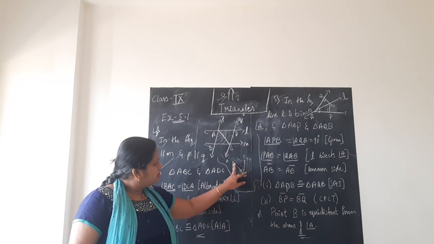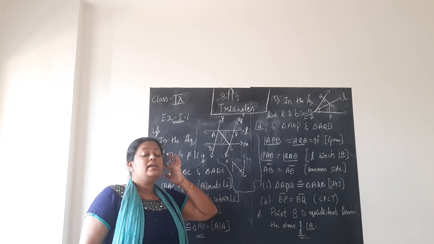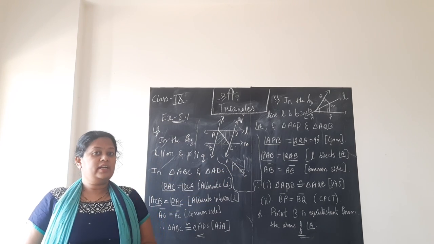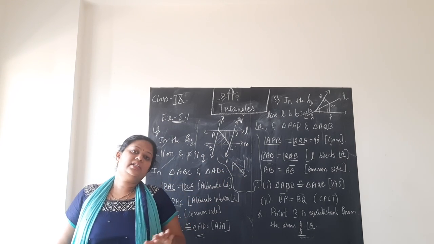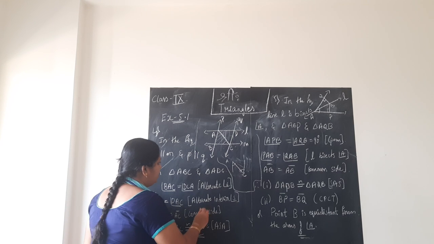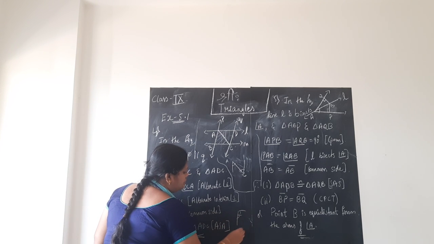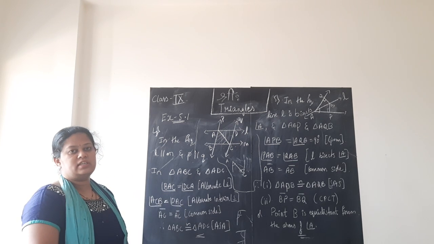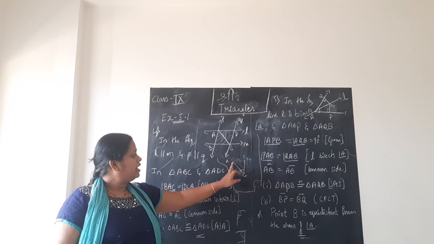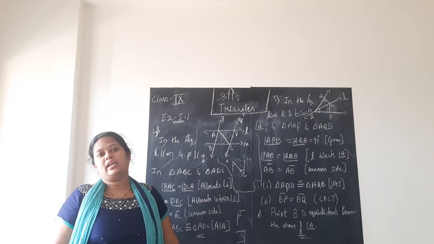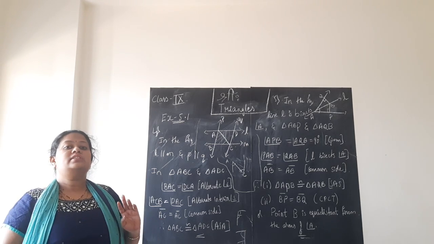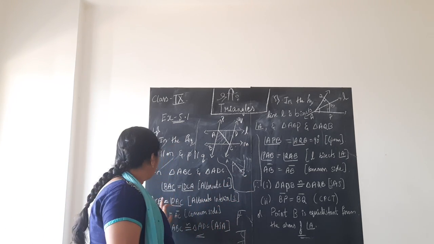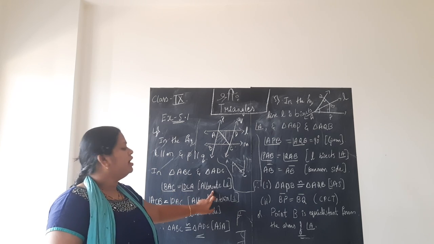Now children, these two angles are Z-shaped. Z-shaped angles are called alternate angles. F-shaped angles are called corresponding. How will you get F-shaped? Like this. F-shaped angles are corresponding angles. You have learned this in 8th class. So here angle A and angle C are alternate angles. Why? Because they form the Z-shape. They are alternate angles. So angle BAC is equal to angle DCA.